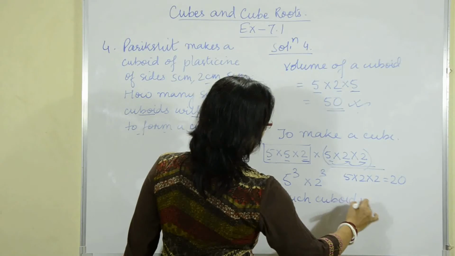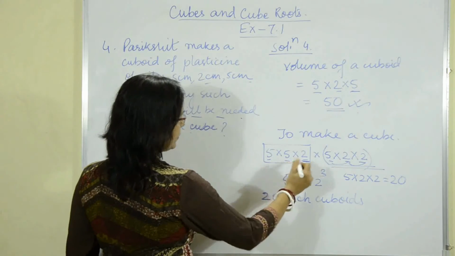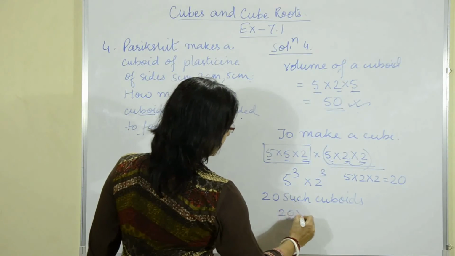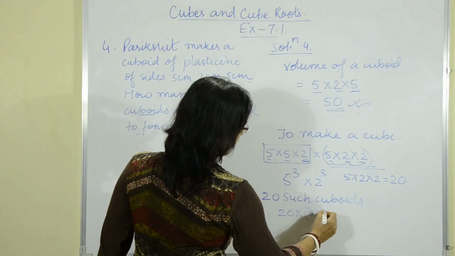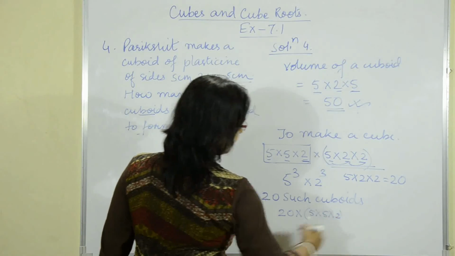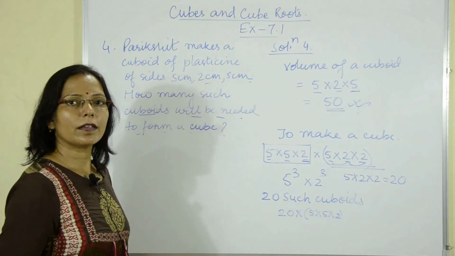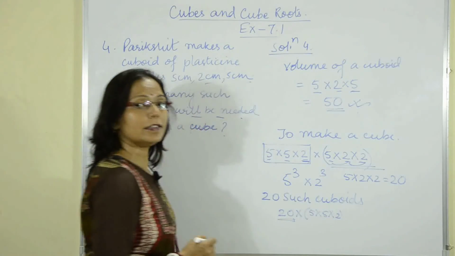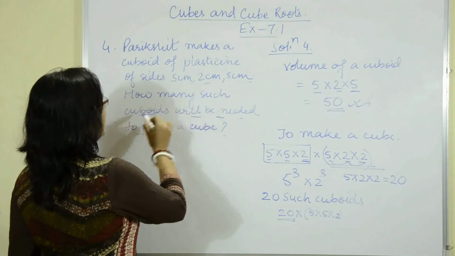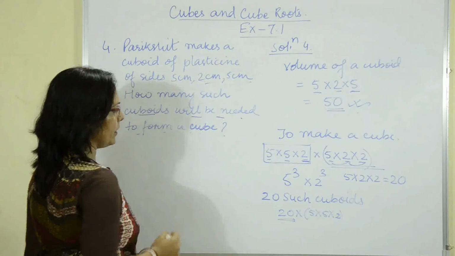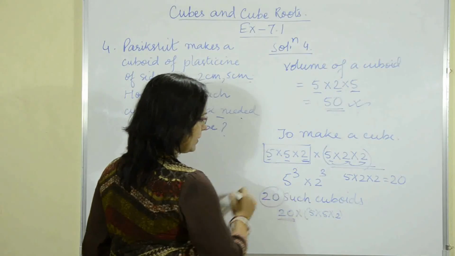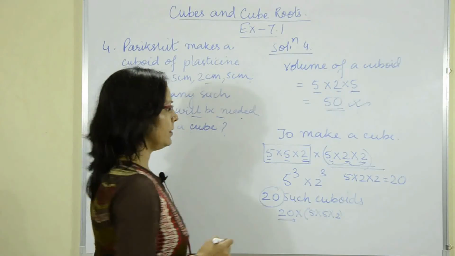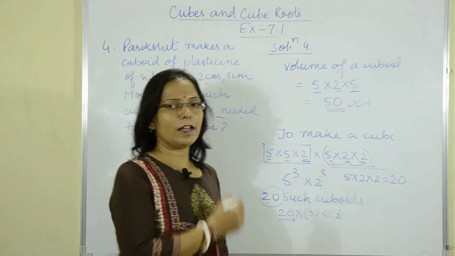That means this will actually be written as 20 into 5 into 5 into 2. Understood? So, this is what the answer will be. How many such cuboids will be needed to form a cube? I need 20 such cuboids. Okay. So, this is how this is done.